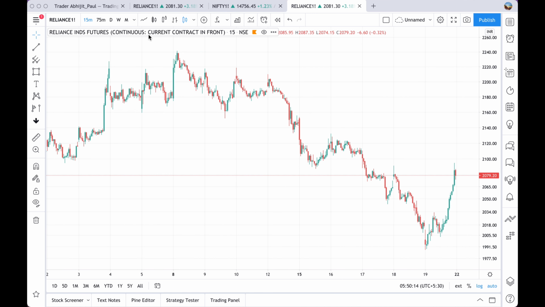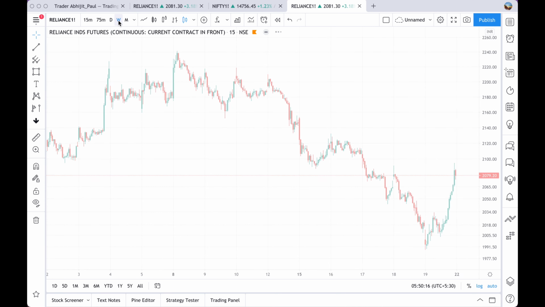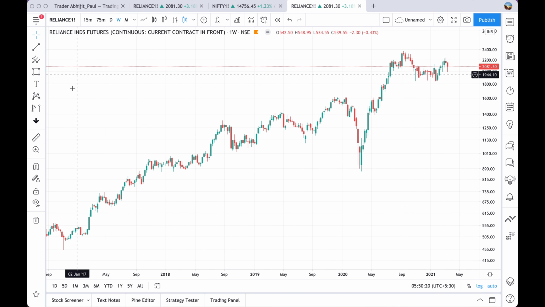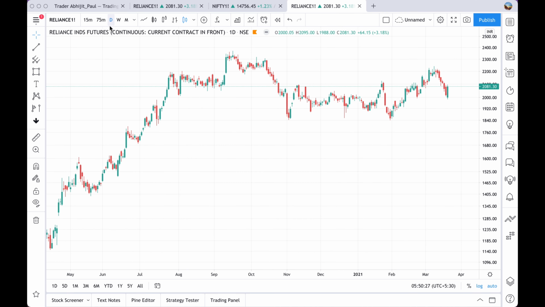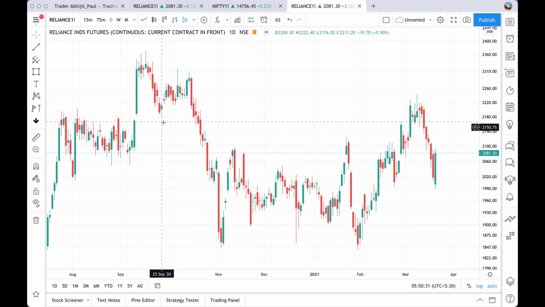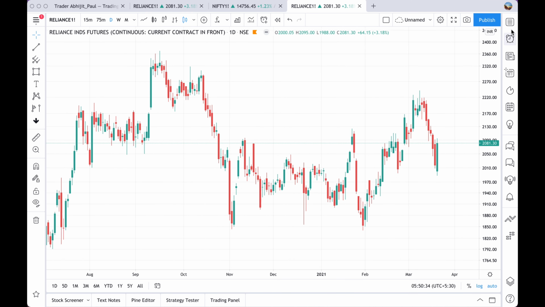And for, I think, positional traders who are looking at the daily, the weekly or the long-term charts, I think you can use the fixed range. Fixed range is something which I find very, very useful, because the fixed range allows me to figure out how the volumes have played out per range which I'm selecting.